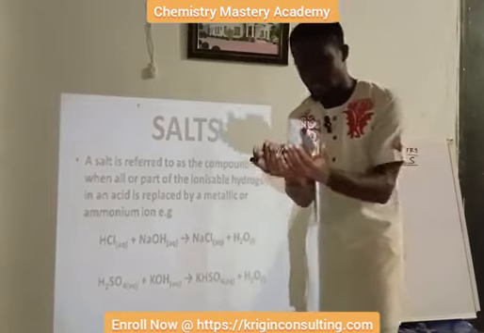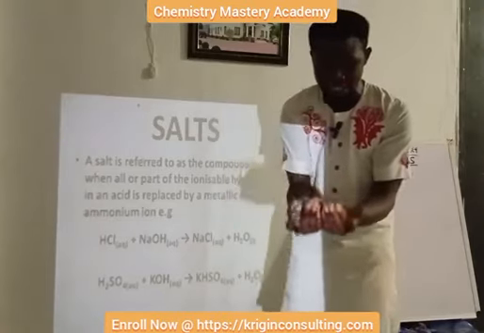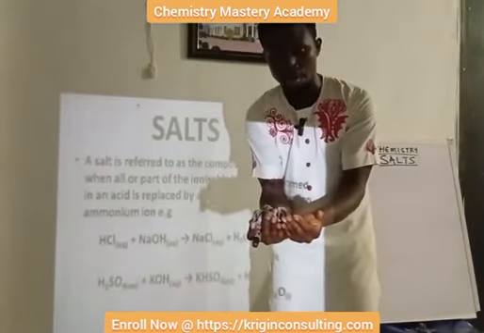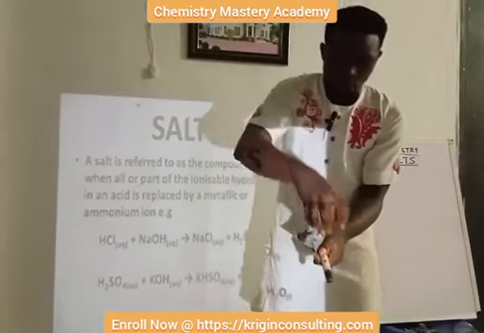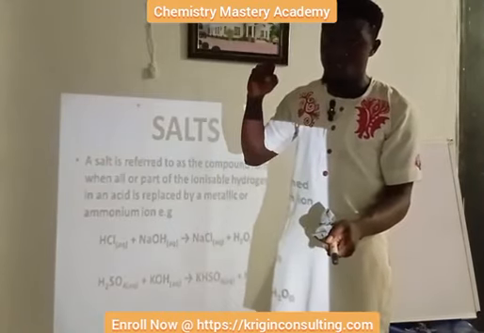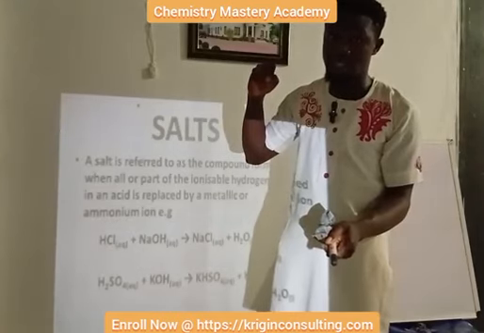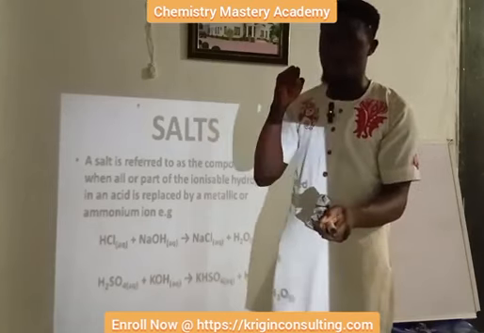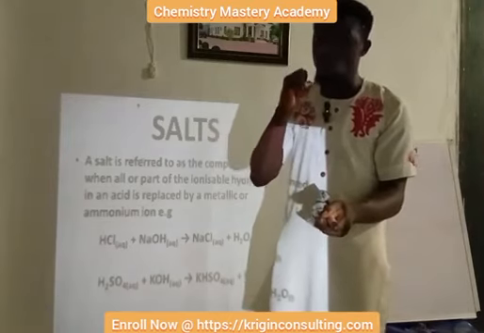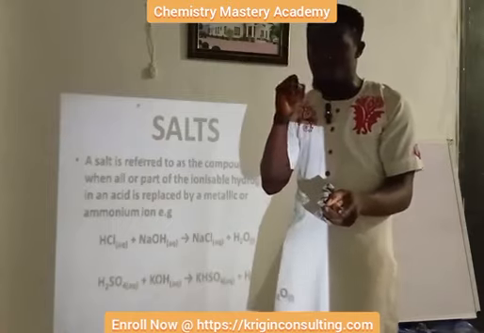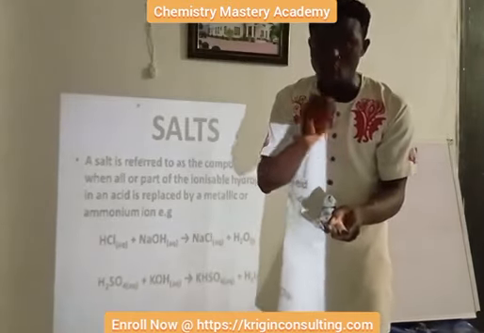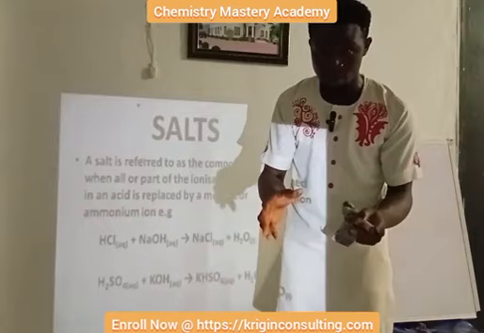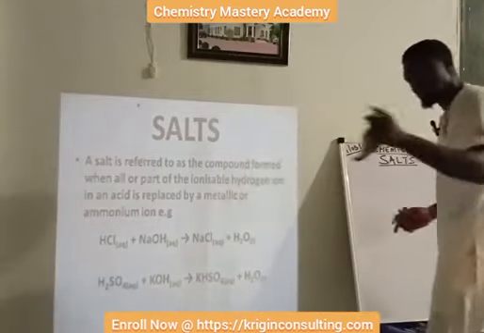Exactly. So it means that I take an acid. Now, in this acid, we have hydrogen ion and we have another ion. When I remove the hydrogen ion, of course, we know the law of conservation of mass says that energy can neither be created nor destroyed, but can be transformed from one form to another, right? So when I remove the hydrogen ion, there will be need for what? Replacement. So in place of the hydrogen ion that I have removed, by the time I put a metallic ion or an ammonium ion, I would have succeeded in forming what? A salt.